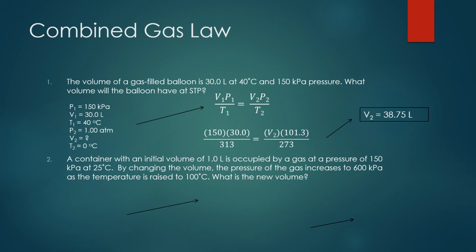A container with an initial volume of 1.0 liters is occupied by a gas at a pressure of 150 kilopascals at 25 degrees Celsius. By changing the volume, the pressure of the gas increases to 600 kilopascals as the temperature is raised to 100 degrees Celsius. What is the new volume? So, go ahead and write down a little chart of all the variables in this equation.